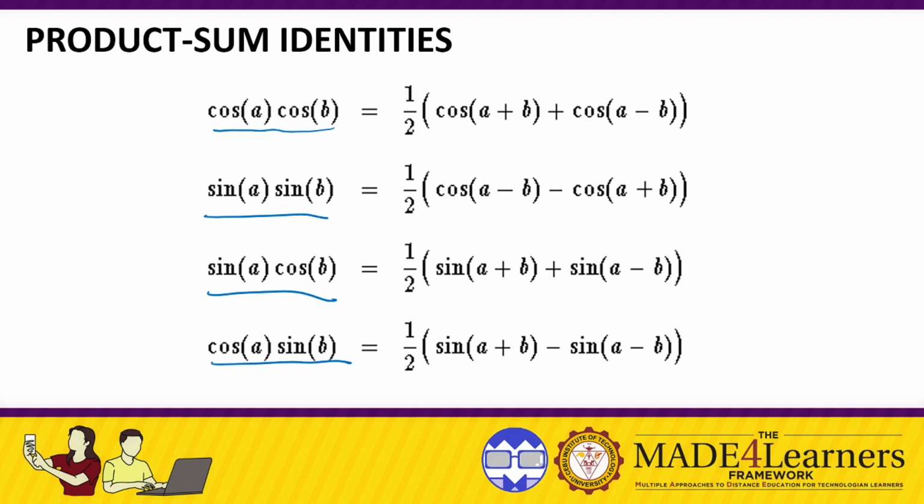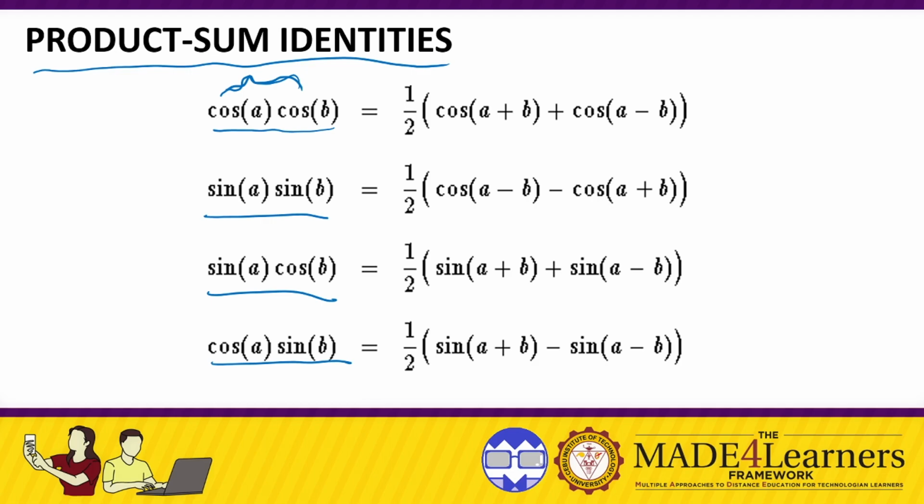So what is the purpose of the product sum identities? Product sum identities are used to simplify expressions containing products. If we want to have a sum instead of the product, we are going to use the product sum identities.